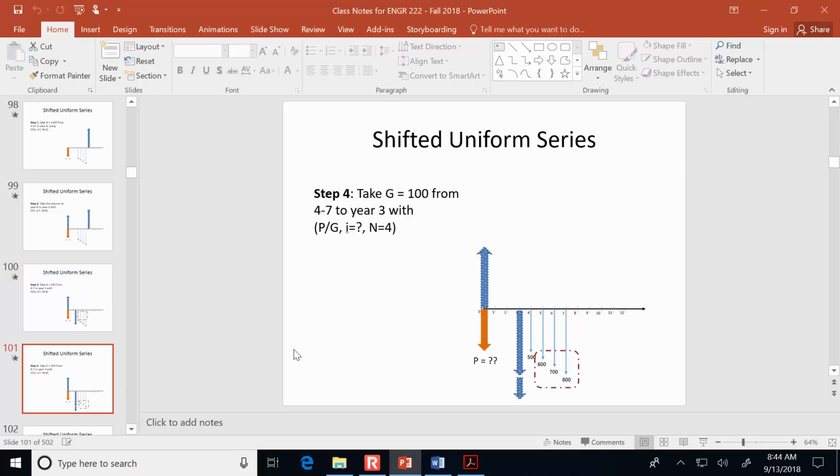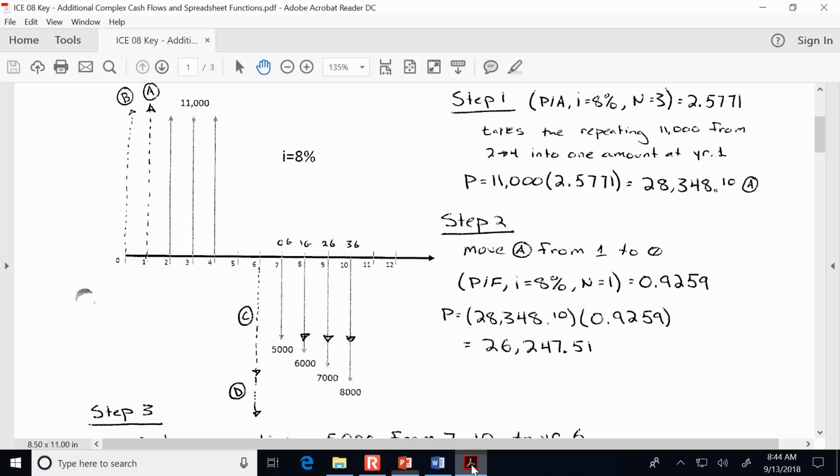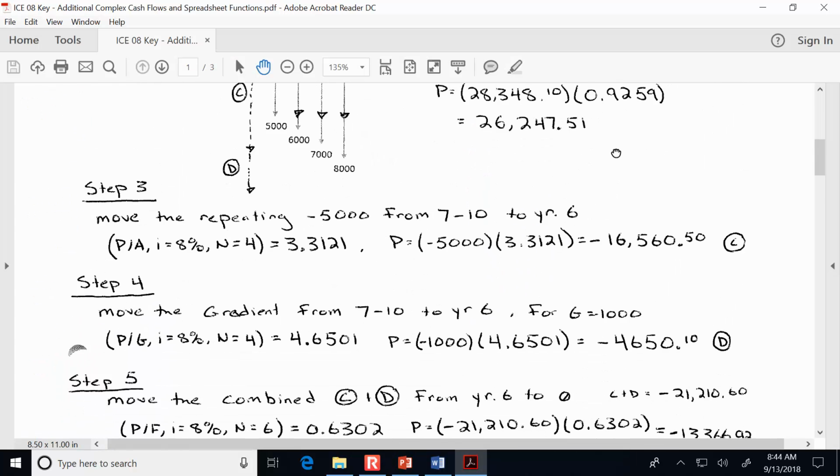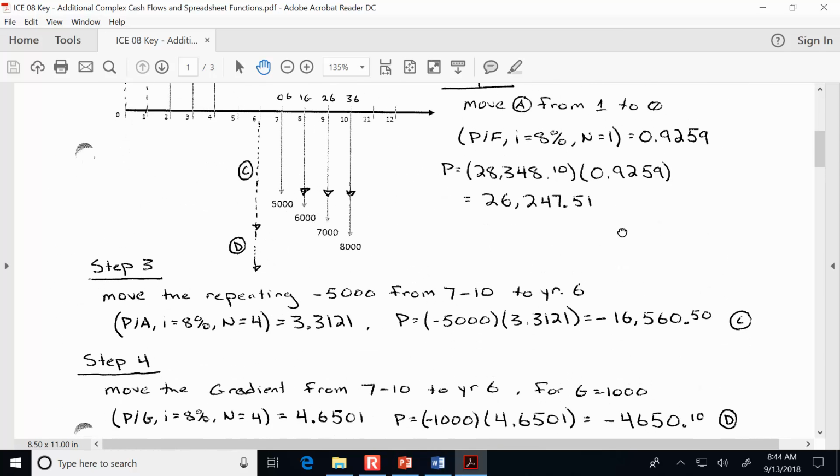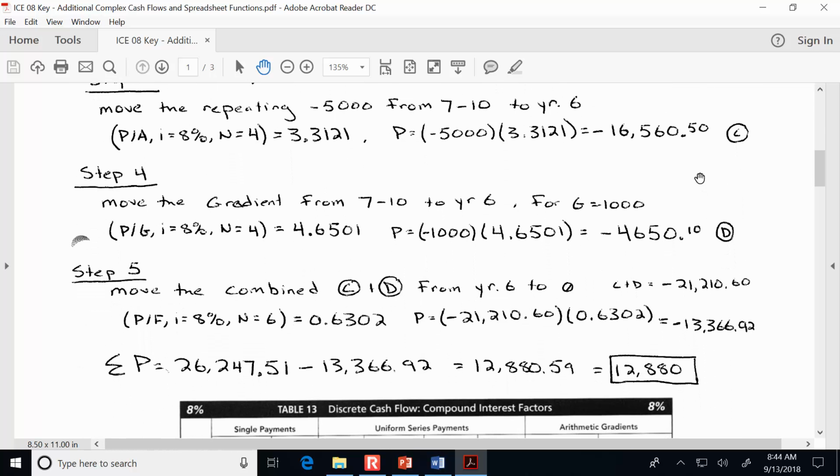No? Yeah, it was 4. Okay, so back to the in-class exercise. So the steps that we do is we move the gradient to year 6, the annual series to year 6, and then those combined amounts have to go from 6 to 0. So in the end, the value that you should get is 12,880 when you combine the inflows and the outflows together.